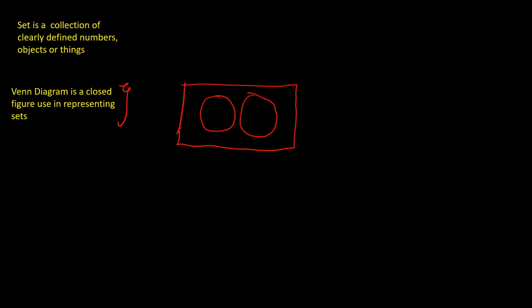Now, what about Venn diagram? Venn diagram is a closed figure used in representing sets, as you have here. This can usually be in the form of a rectangle with some circles in it. So you're going to be seeing most of these examples as we continue the tutorial.